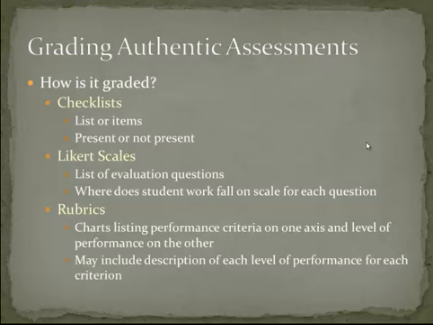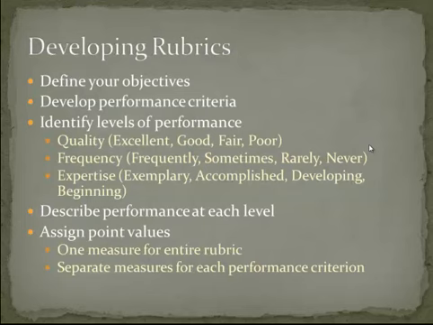Rubrics are probably the most common way of grading authentic assessments, so let's look at those in a little more detail. To develop a rubric, you start by defining your objectives. We already know how to do that. Then you develop your performance criteria, or exactly what it is the student has to be able to do to meet that objective. Once you develop your performance criteria, select your levels of performance.